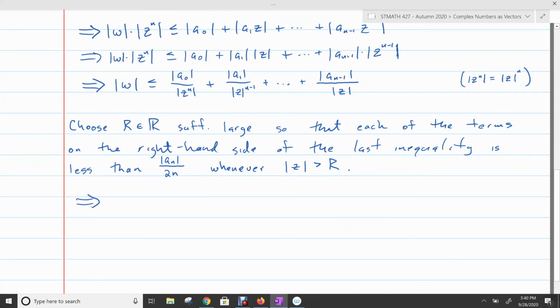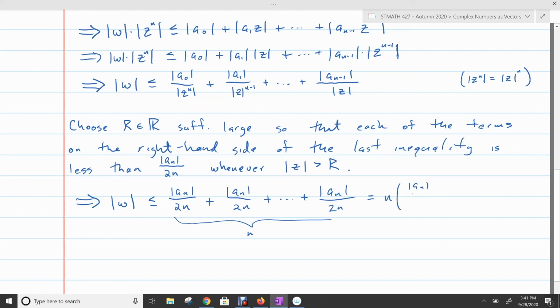So what would that tell us? That tells us that the modulus of w would be less than or equal to the first term, which is less than modulus a_n over 2n, and the second term is less than modulus a_n over 2n. All the way down the line, modulus a_n over 2n, and there were n such terms because the counting started at 0 and went up to n minus 1. So since there are n of them and they're all the same thing, that would be n times modulus a_n over 2n, and then that just equals modulus a_n over 2.